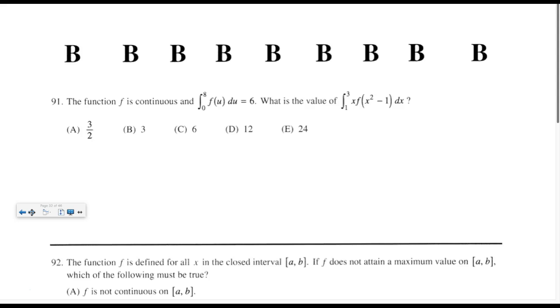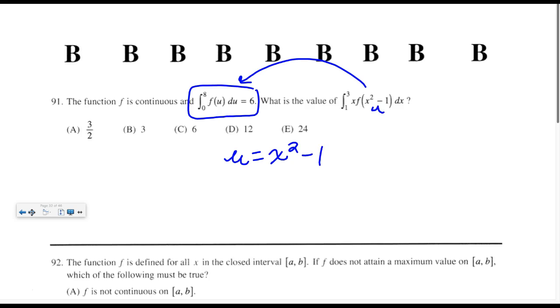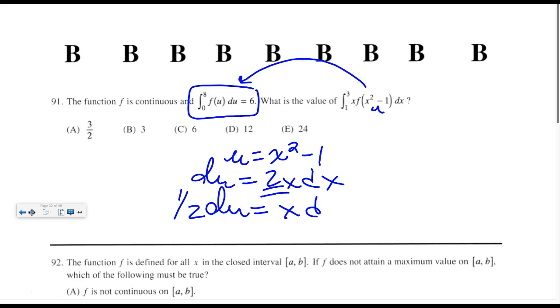The function f is continuous, and they give me a value of f from 0 to 8. Well, that's kind of weird because they're asking me from 1 to 3. This is totally u-sub. You can see it. They went from an expression involving all x's to an expression involving all u's. You need to know who u is. Well, it's the inside function. u is x squared minus 1. I now have f of u. du is 2x dx. Don't want the 2 there, half it. So that x dx is going to be replaced with 1/2 du.